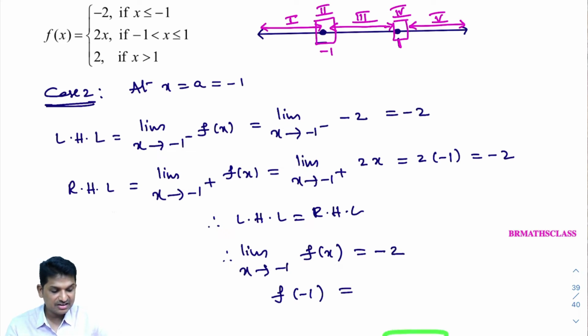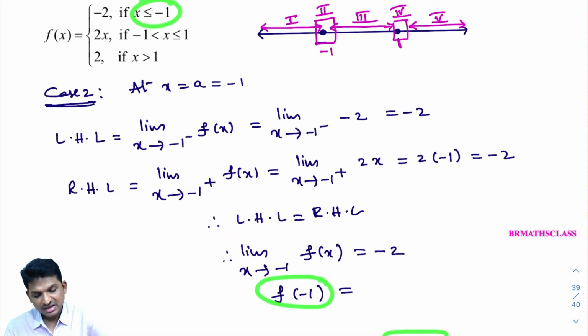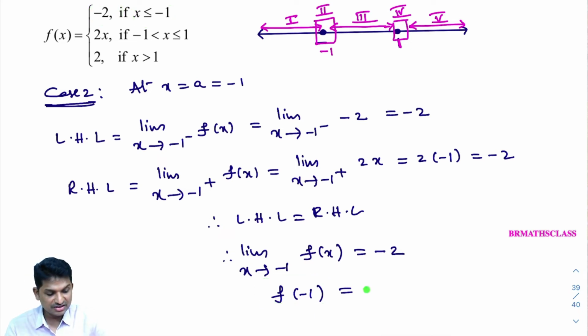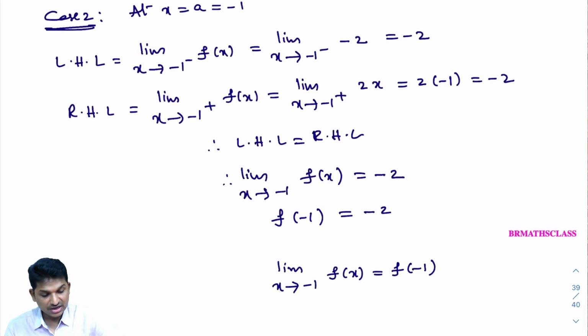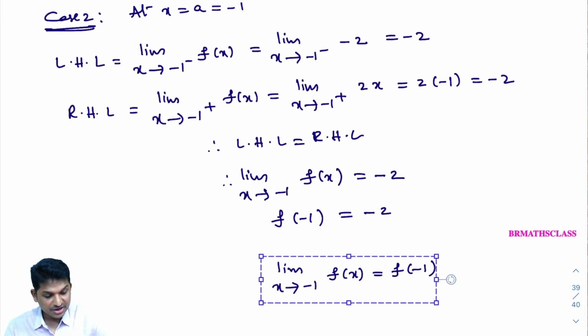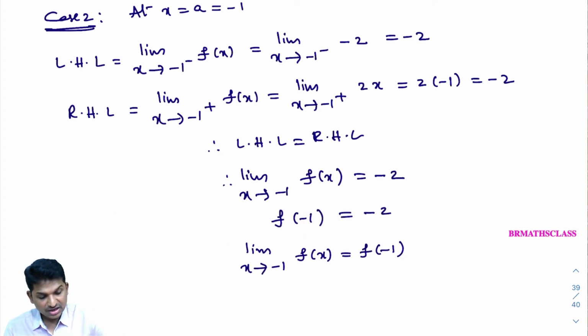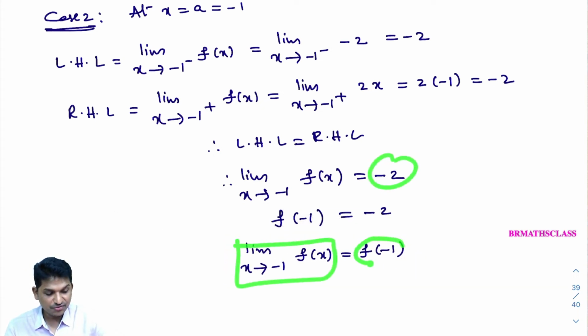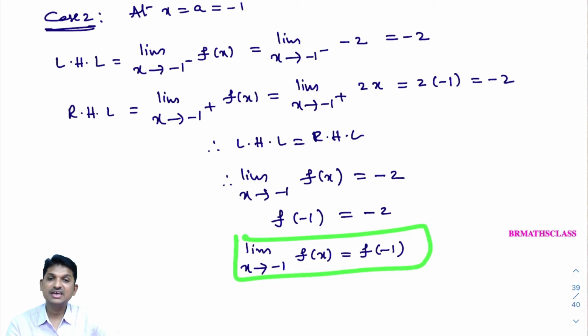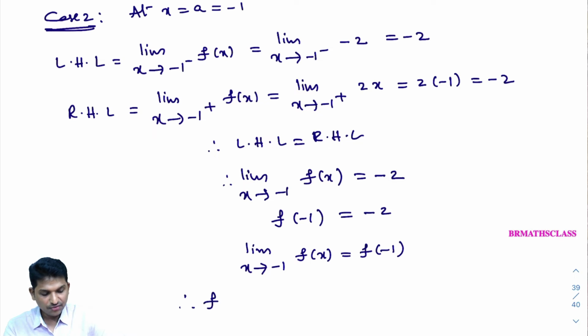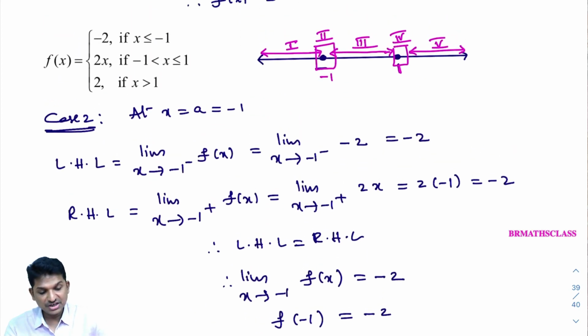Okay, I am calculating this f of -1. What I got when x is -1? f of -1 is -2. So what I got here? I got that limit x approaches to -1, f of x is -2, and f of -1 is also -2. So what I can say from this? When this statement is true, I can say that f of x is continuous at x equal to a, that is -1. I am checking the continuity of the function.